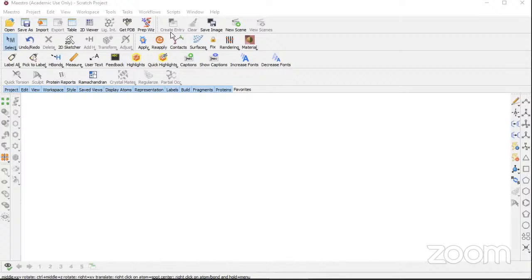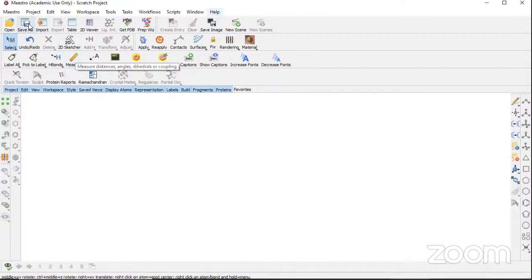Yeah. Here we can see the screen of Schrodinger. Yesterday we saw the latest version, but now we are showing a little older version in order to reduce the complexity, because yesterday's one is a little slow. Here you can see this is the workspace, and there are a number of options: project, edit, view, workspace, tools, tasks, workflows, script, windows, and help.